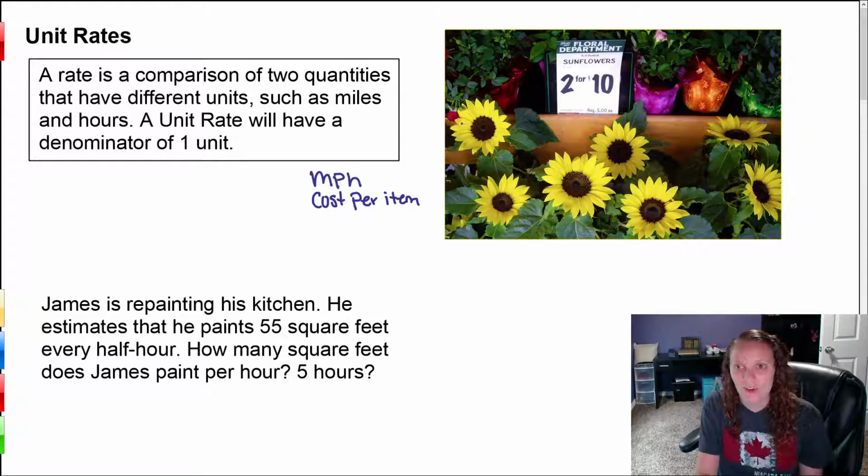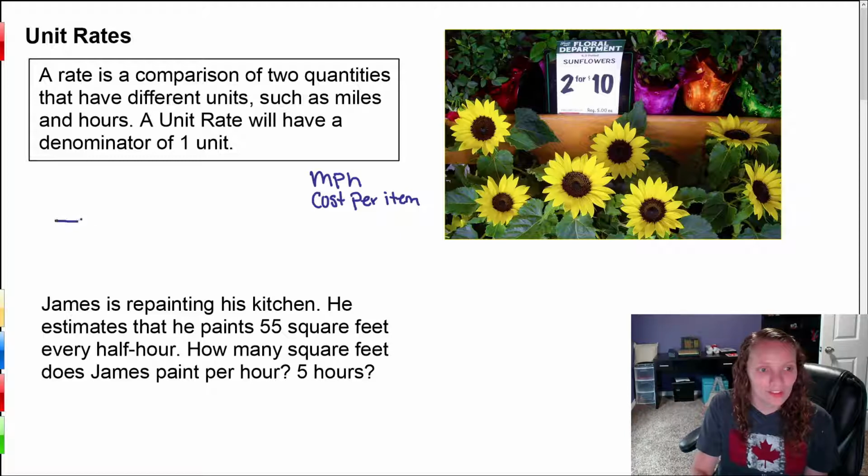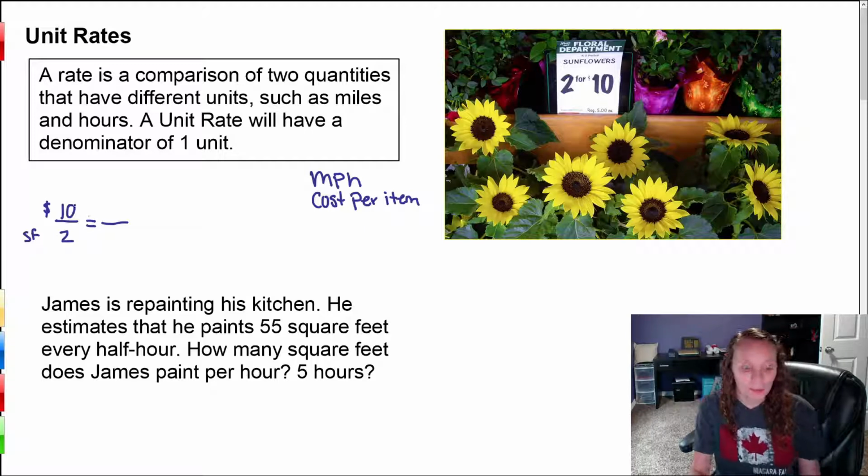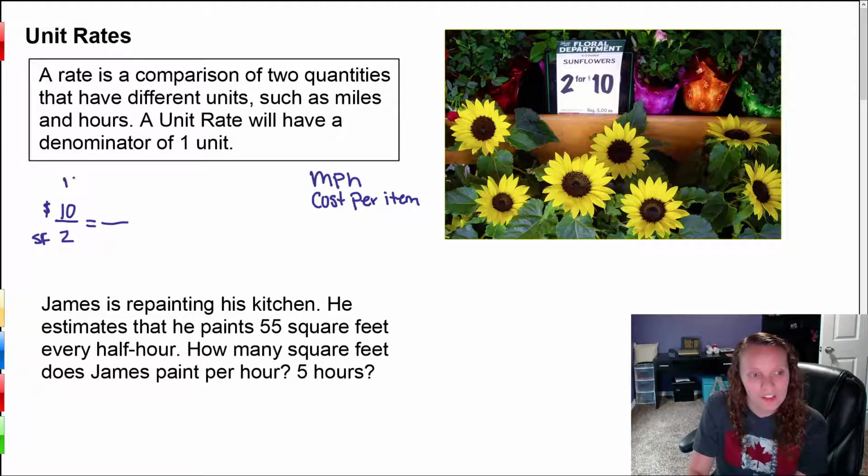Now let's look at this photo. See those sunflowers, you can get them for two for $10. So we're going to solve for the unit rate of these sunflowers. $10 for 2 sunflowers. And if you notice, I labeled the numerator and the denominator so that we know how to set up our proportion. And again, our goal here is to figure out what's the cost of just 1 sunflower. So I'm going to put a 1 across from sunflowers.